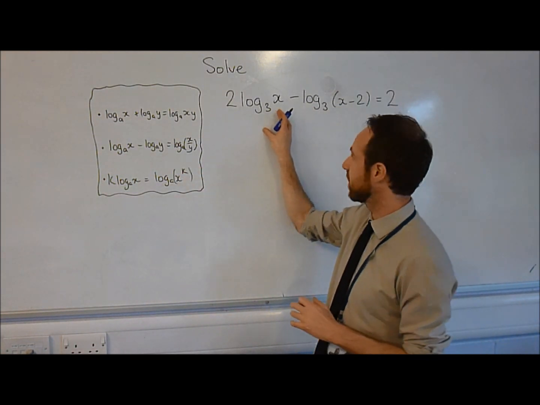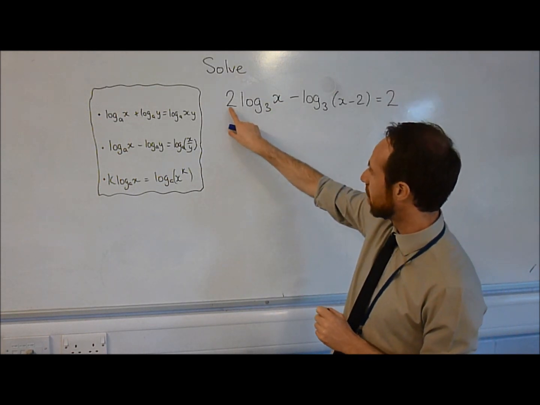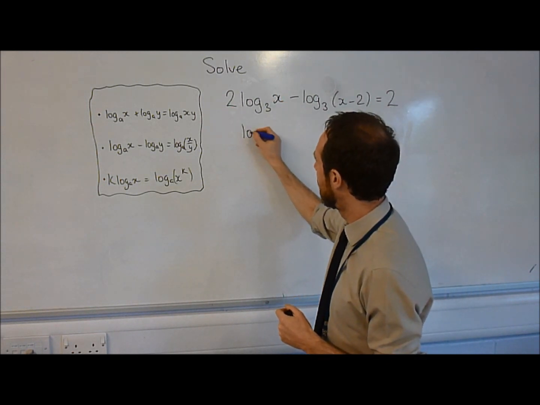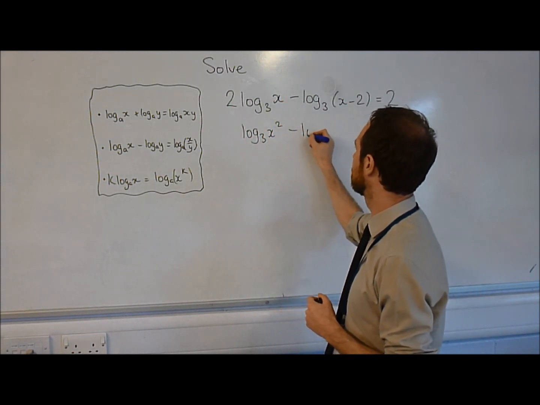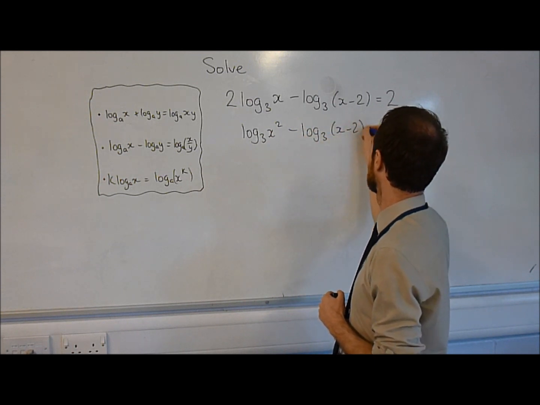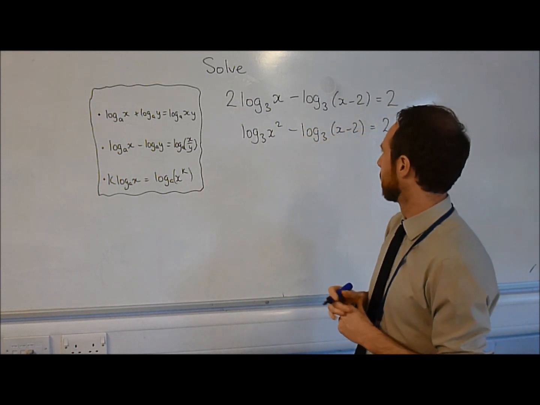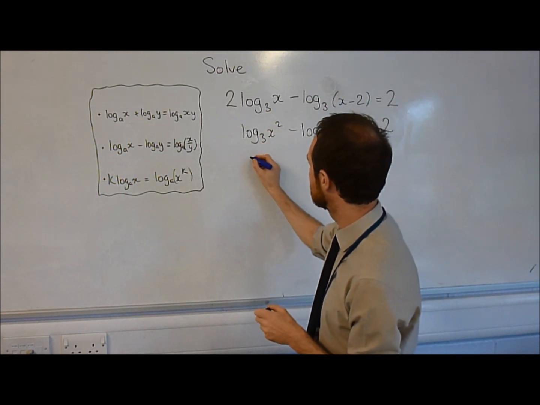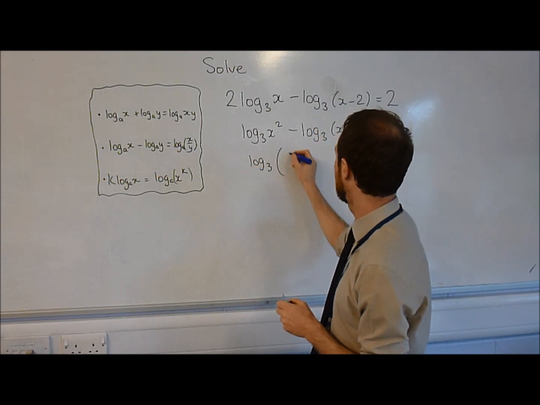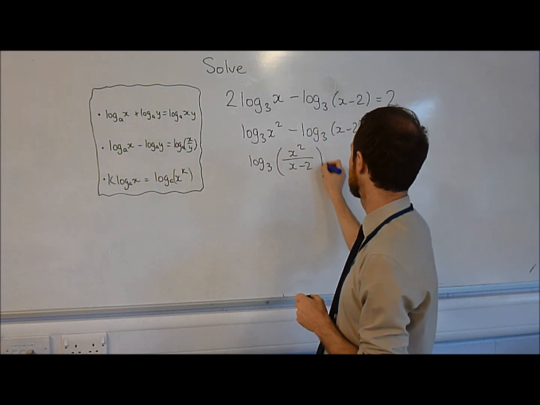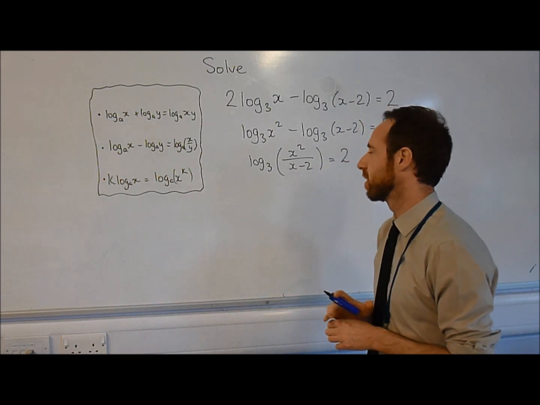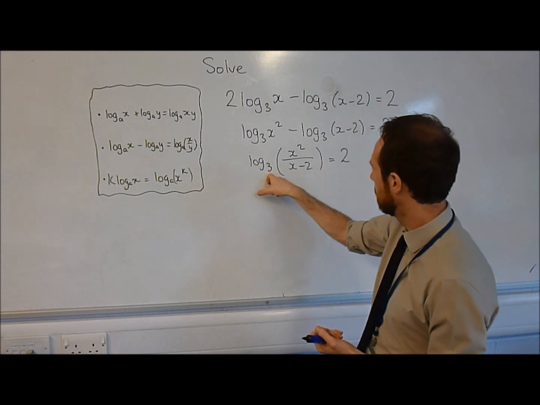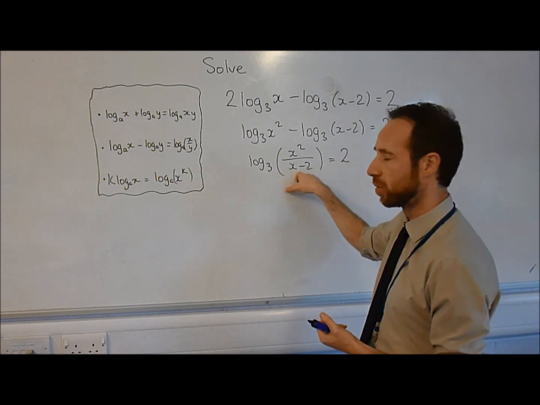Right, let's use these three things to help us solve this question then. Well, the first thing I notice is I've got this 2 at the front that's not very helpful. So let's move that up and make this log 3 of x squared. Right, next thing I notice is we've got a subtract here, so that means we can put these together and make this a divide. So we get log 3 of x squared over x minus 2 equals 2. Right, now this is the tricky bit. What does this mean? This means that 3 to this power equals this.